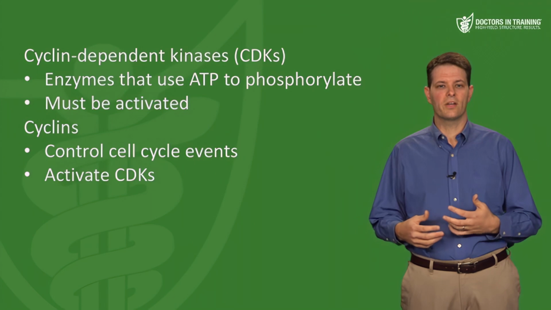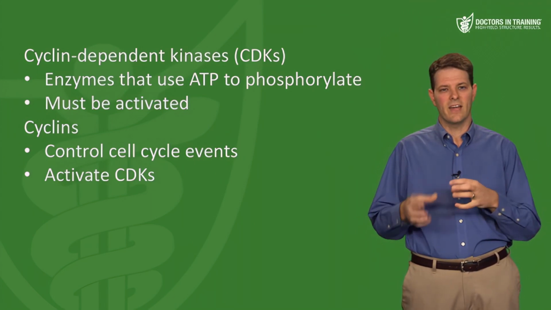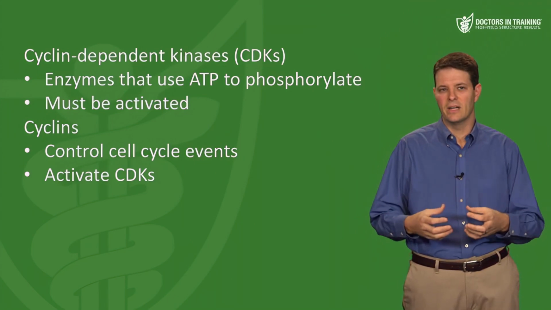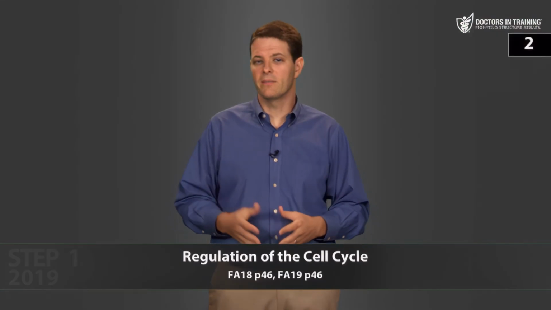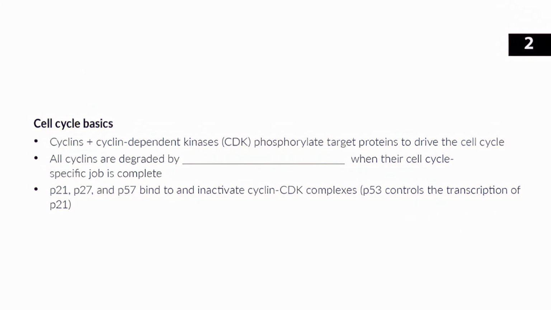Now, in order for the cell cycle to progress, these CDK and cyclin complexes have to be activated and then inactivated. Let's look at the study guide and dig into the details about how these work. Cyclins and CDKs phosphorylate target proteins to drive the cell cycle. All cyclins are degraded by ubiquitin protein ligase when their cell cycle specific job is complete.